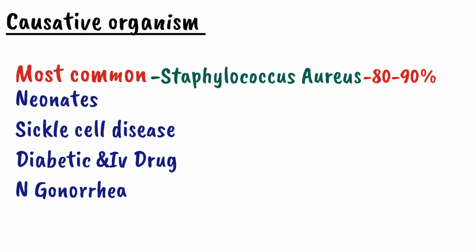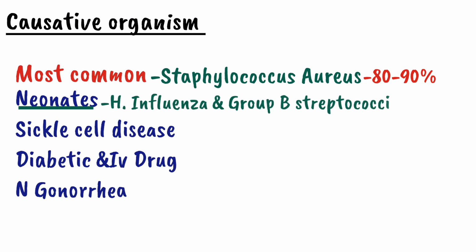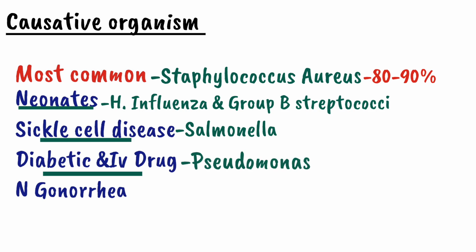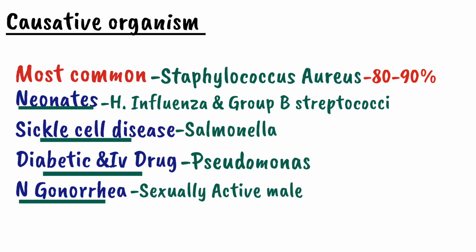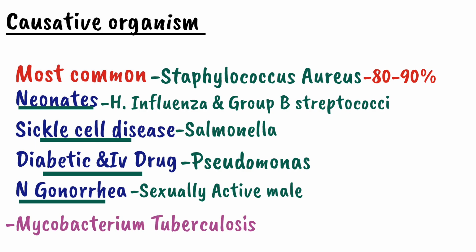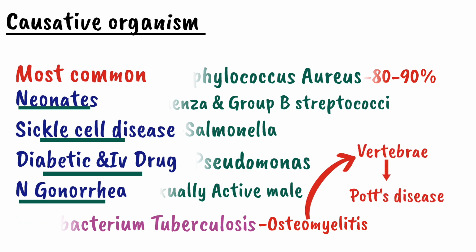Apart from Staph aureus, there are certain different organisms which affect different classes of people. For example, in neonates, the most common organisms are Haemophilus influenzae and group B streptococci. While in sickle cell disease it's Salmonella, in diabetics and IV drug users it's Pseudomonas, while in a sexually active man it is gonorrhea. Remember that apart from these organisms, Mycobacterium tuberculosis also causes osteomyelitis. The osteomyelitis caused by Mycobacterium tuberculosis, when it involves the vertebrae, is called Pott's disease.